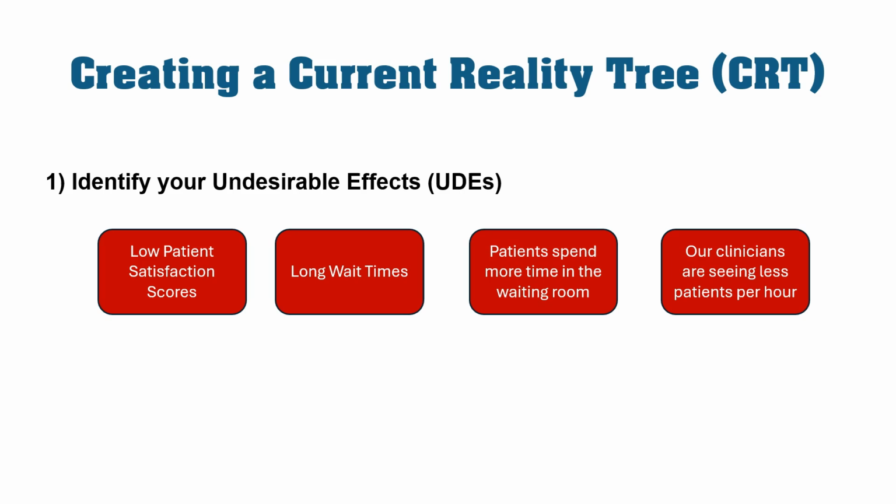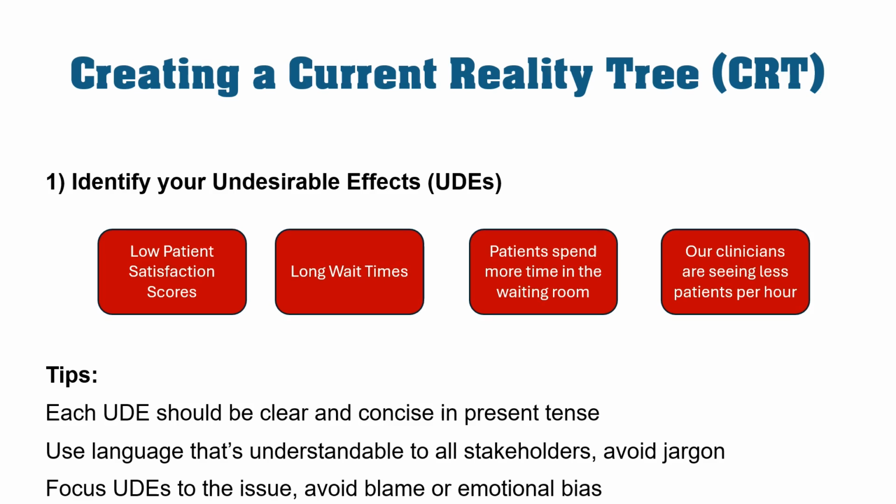Tips for these is that each undesirable effect, which we call UDE, should be clear and concise and in present tense. You should use language that's understandable to all of your stakeholders. And you want to focus the UDEs to the issue. So you don't want to add any blame or emotional bias to these. These are logical statements that you can find factual evidence for.